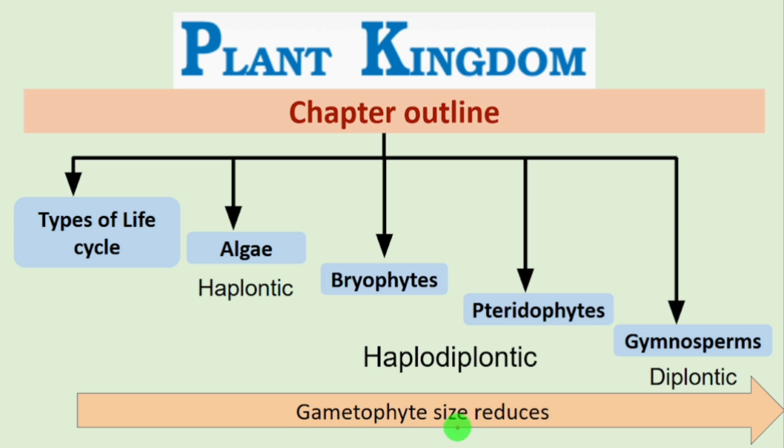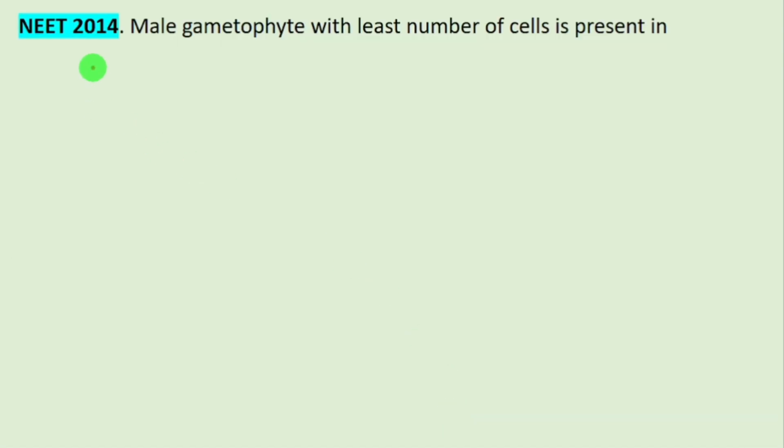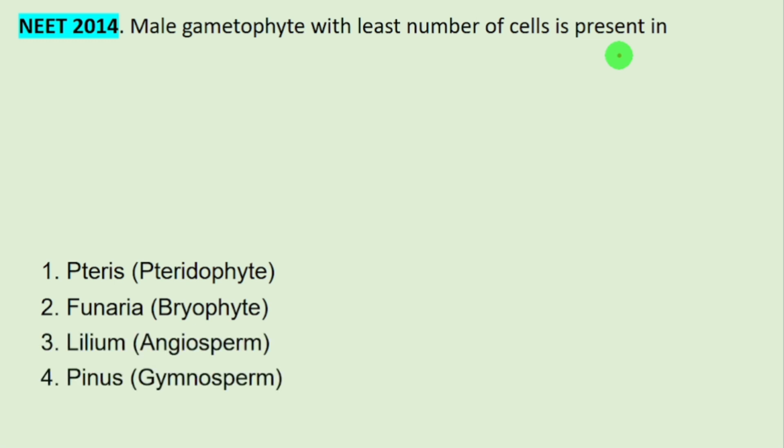Okay, so based on this, there was a question in NEET 2014. Male gametophyte with the least number of cells is present in. So to make the question difficult, they had given only these names. As a student, your responsibility is to learn these names and which category they belong to. To simplify this question, I have written the categories in brackets. The original question is without this extra information.